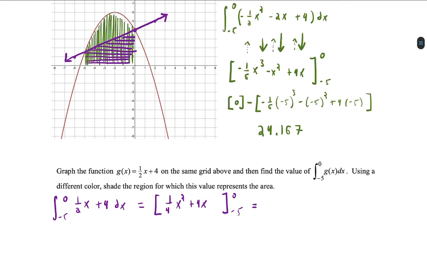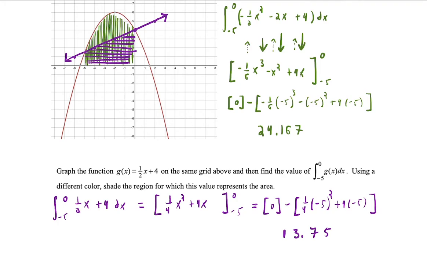What this will be is, of course, 0 minus 1/4 of -5 squared, so 1/4 of 25, we're in decimal land, plus 4 times -5. And so what we wind up with here is actually 13.75. And so that makes sense. It's less than 24.167. And so this one, I think it's just kind of intuitive, right?